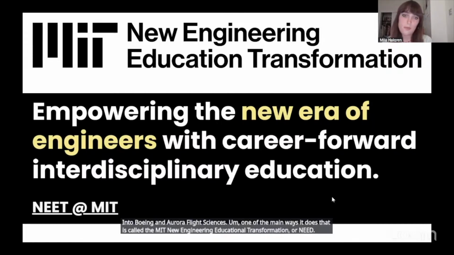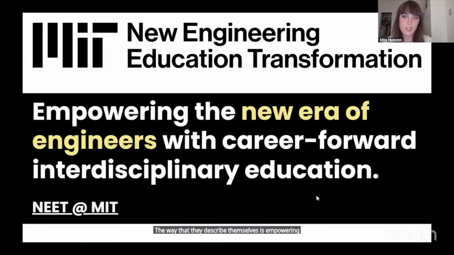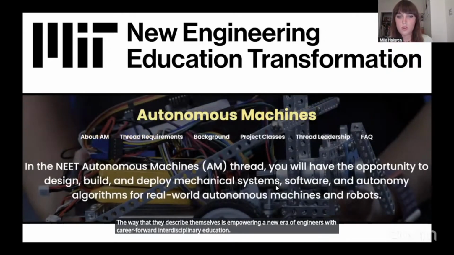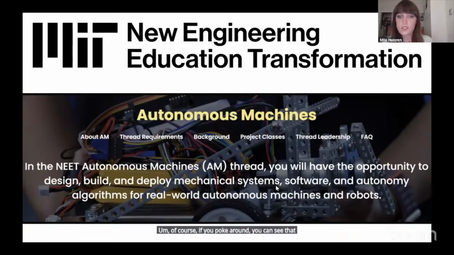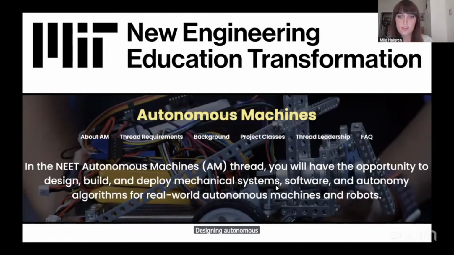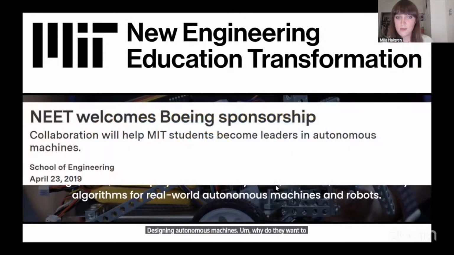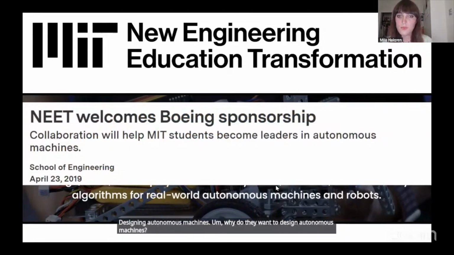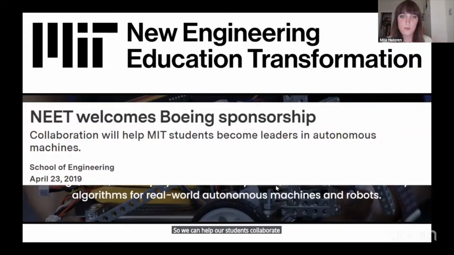The way that they describe themselves is empowering a new era of engineers with career-forward interdisciplinary education. Of course, if you poke around, you can see that this is actually a way to give students a head start on designing autonomous machines. Why do they want to design autonomous machines? So we can help our students collaborate with Boeing.